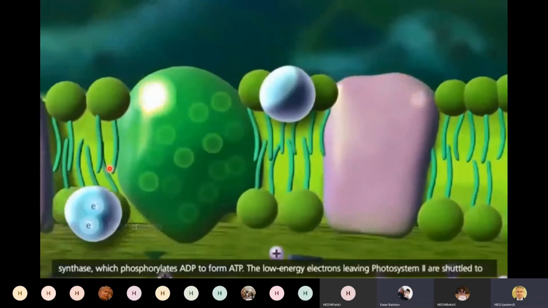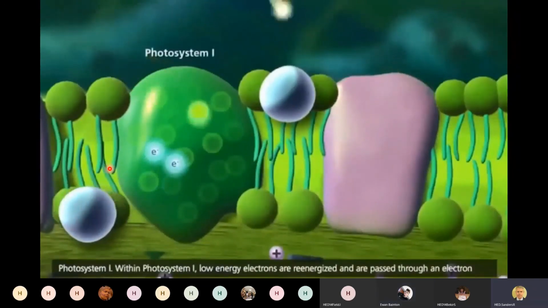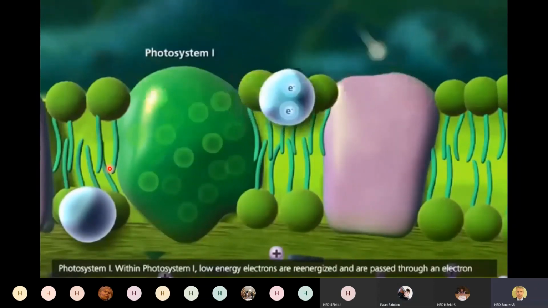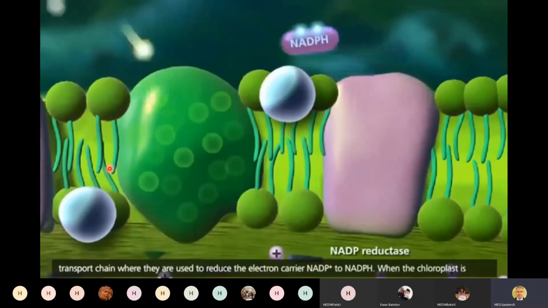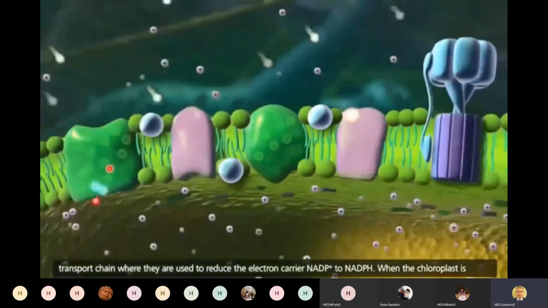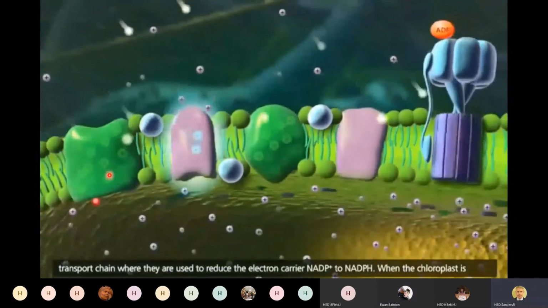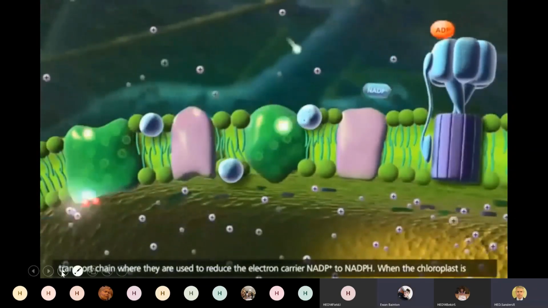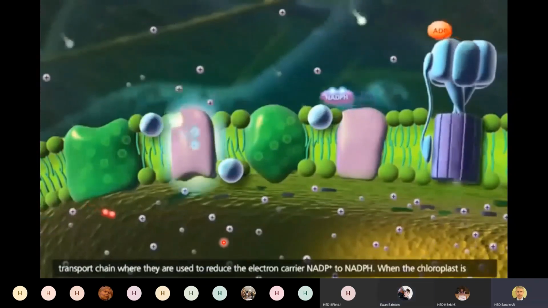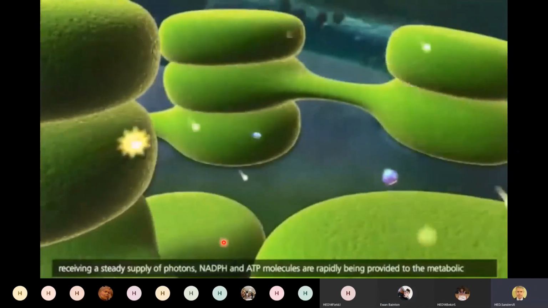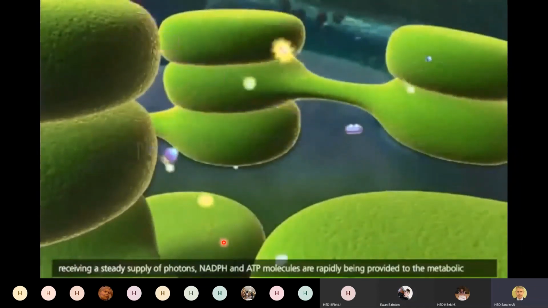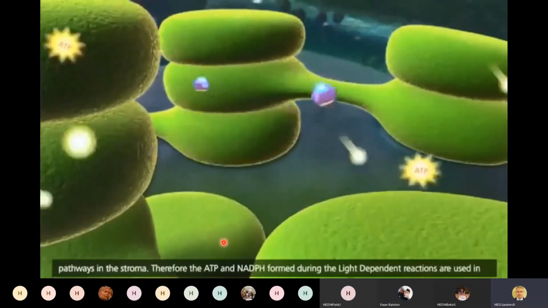Electrons leaving photosystem 2 are shuttled to photosystem 1. Within photosystem 1, low-energy electrons are re-energized and are passed through an electron transport chain where they are used to reduce the electron carrier NADP+ to NADPH. When the chloroplast is receiving a steady supply of photons, NADPH and ATP molecules are rapidly being provided to the metabolic pathways in the stroma.